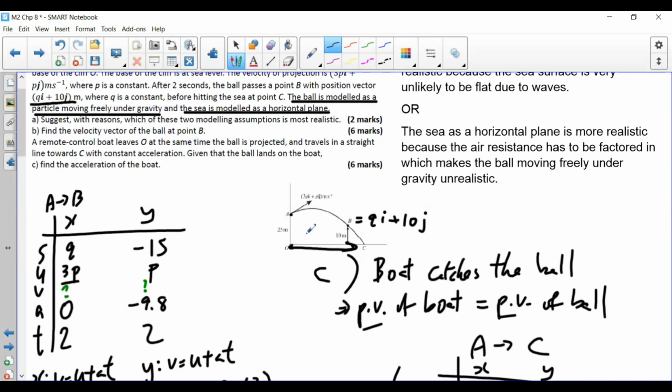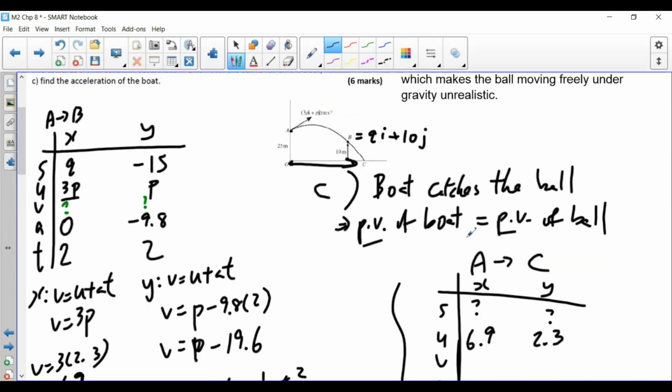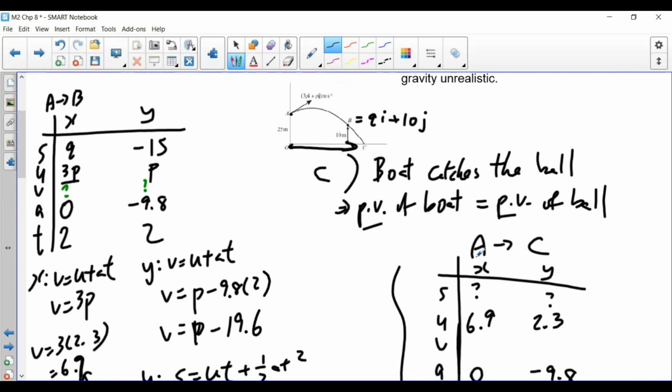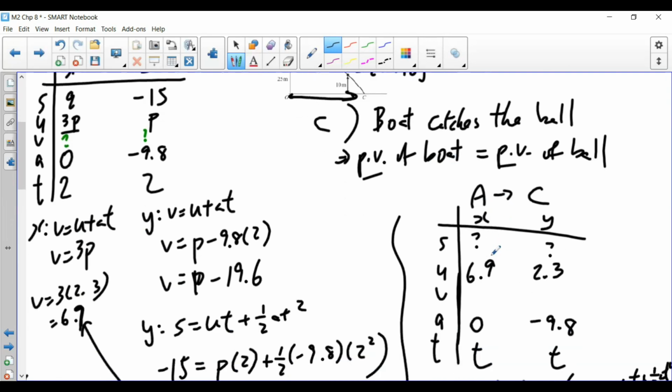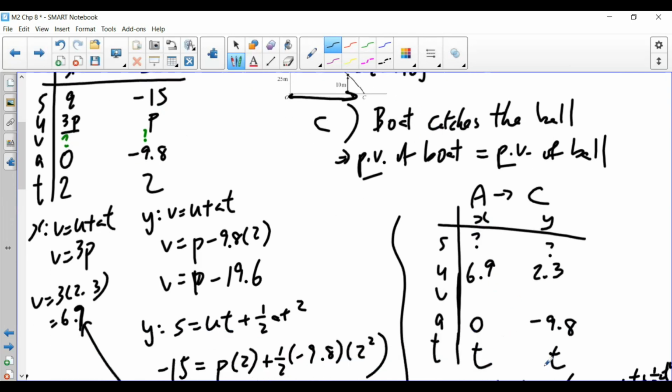Now, when the boat catches the ball, that means the position vectors of them are the same. So for the position vector of the boat, we're going to travel from A to C because they meet at point C. So from A to C, you set up a double suvat column. This time, we cannot use the same table because this journey is not the same. And also, the time is unknown, so we'll call it t.